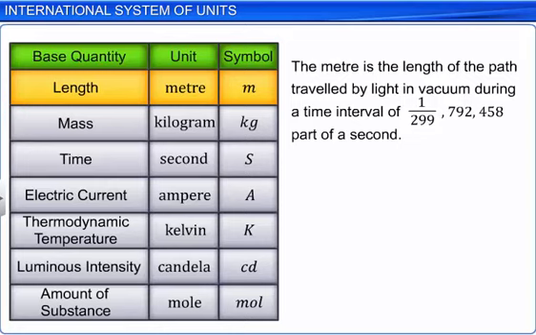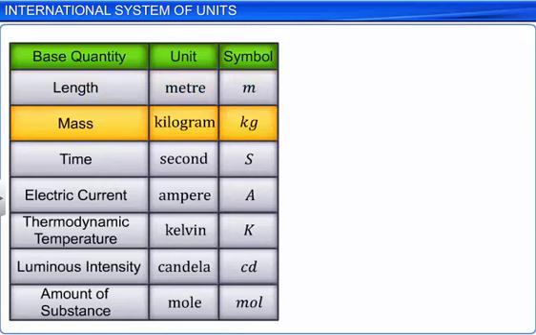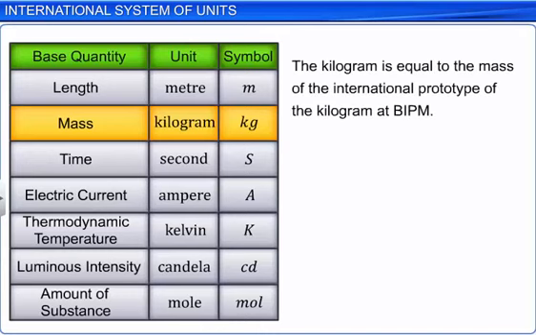Mass is measured in kilograms, denoted by the small letters kg. Kilogram is equal to the mass of the international prototype of the kilogram, a platinum-iridium alloy cylinder kept at the International Bureau of Weights and Measures at Sèvres, near Paris in France.